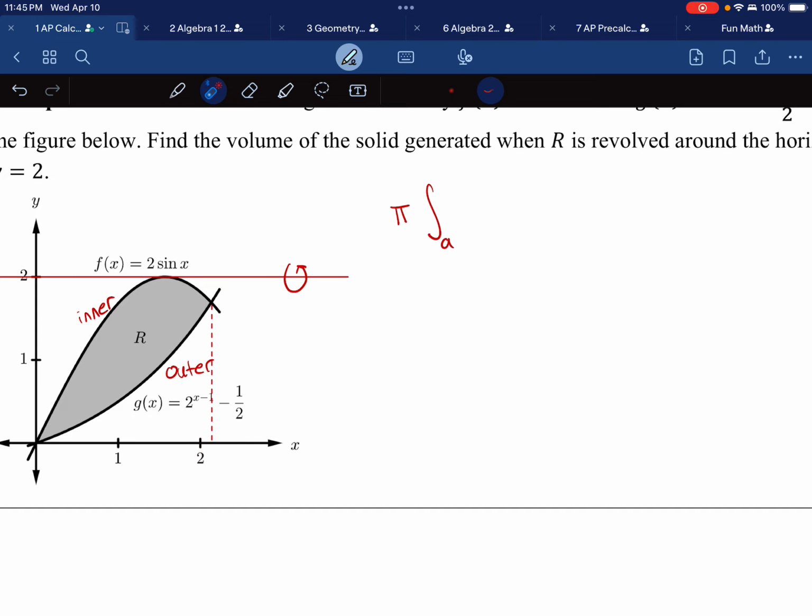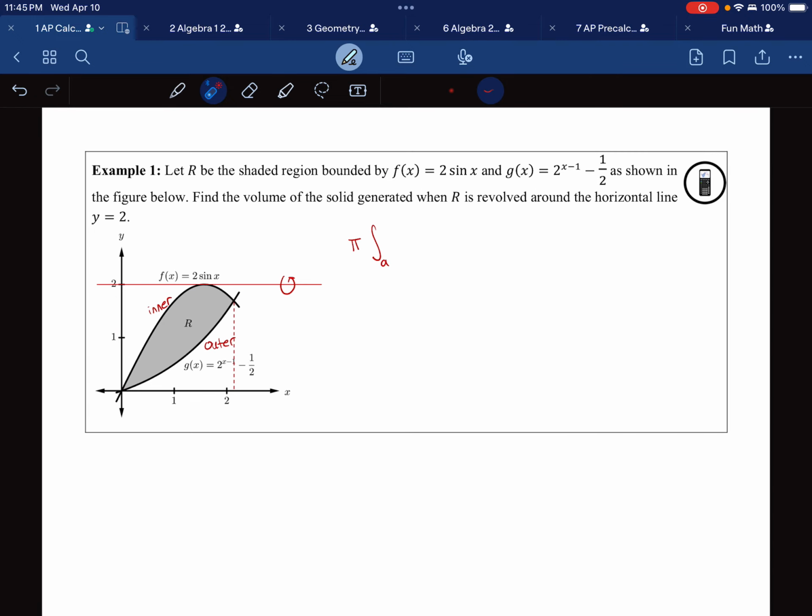So the question is, what is the x coordinate? Again, here's how you find it. This is a calculator enabled question right here. So let's go ahead and use our calculator.